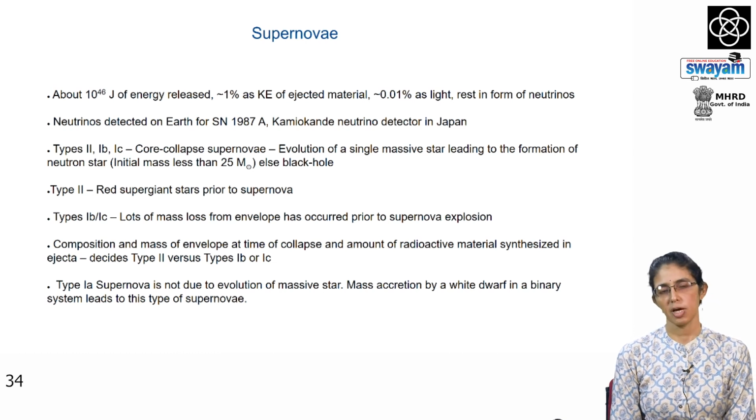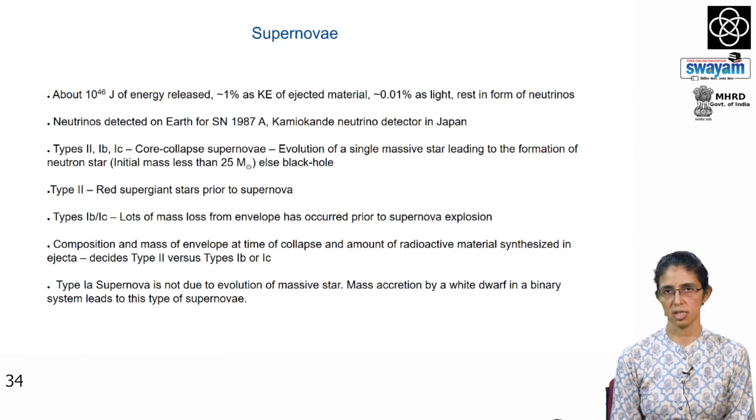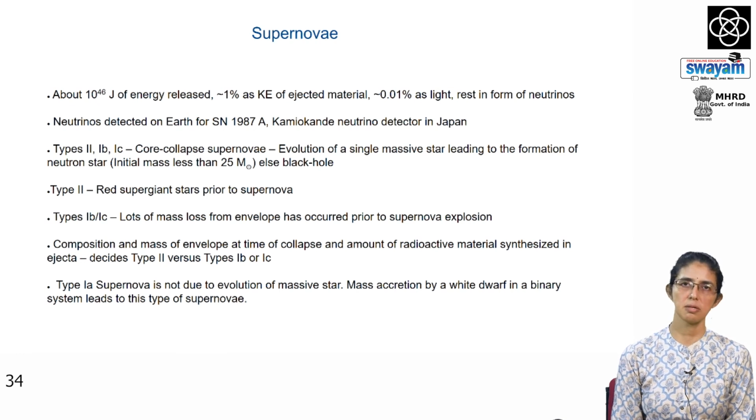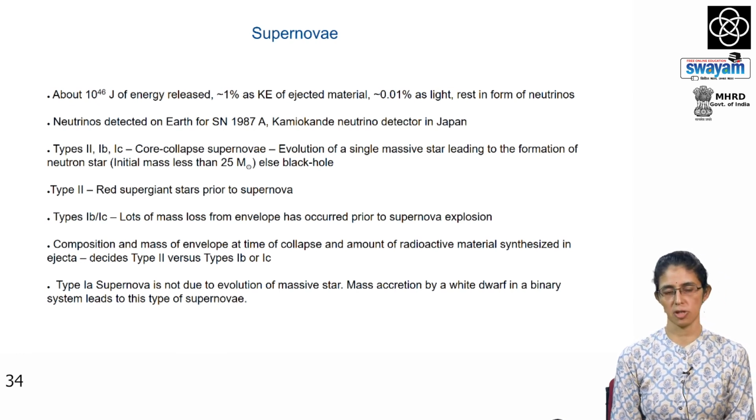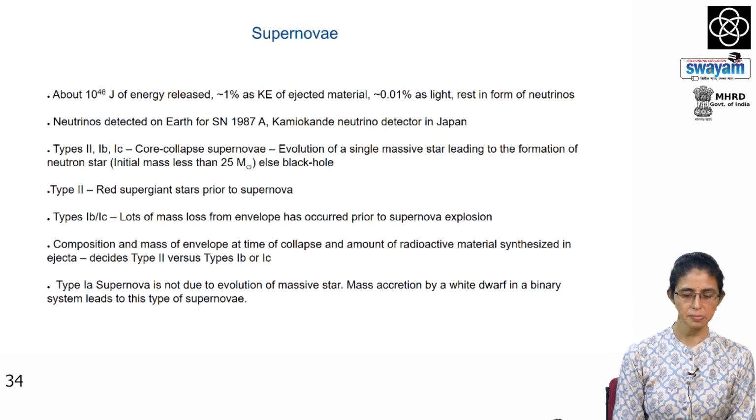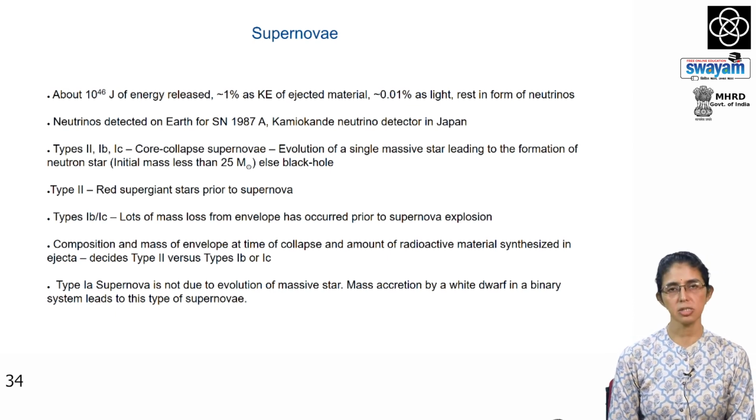However, type 1b and 1c do not have hydrogen in their spectra, and it is believed that this is because of the loss of hydrogen from the envelope, probably because of mass loss. The type 1a supernova, on the other hand, is not associated with the evolution of a massive star. This result has been arrived at because these type of supernovae have been observed in a large number of galaxies where massive stars are either not present, or if they are present, are expected to be in very small numbers. Therefore, it is believed that type 1a supernova is not due to the core collapse of a massive star.